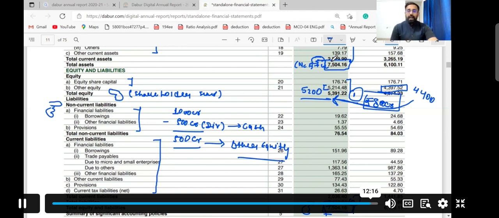In the coming lectures, I will be discussing the P&L account, and we will see notes to accounts and the cash flow statement. And after that, we will learn about vertical, horizontal, and ratio analysis.